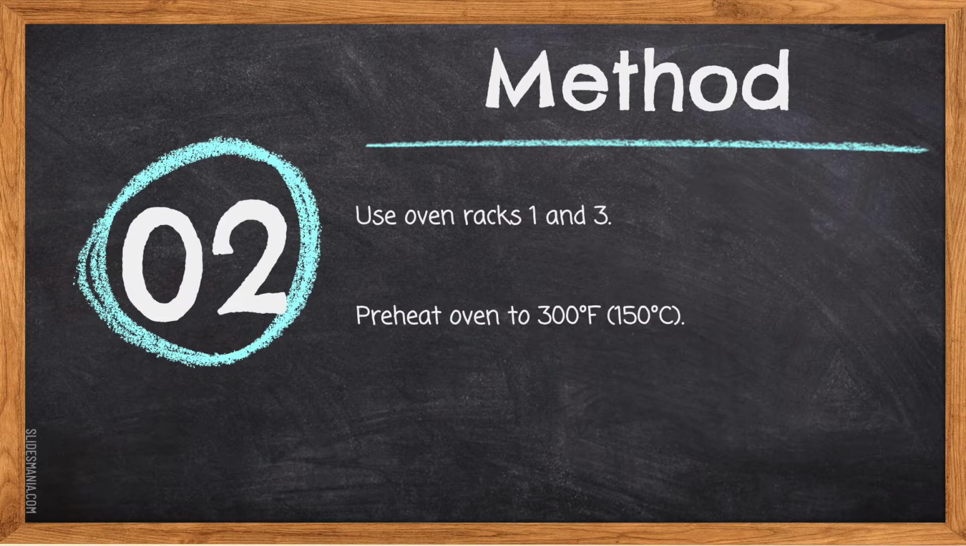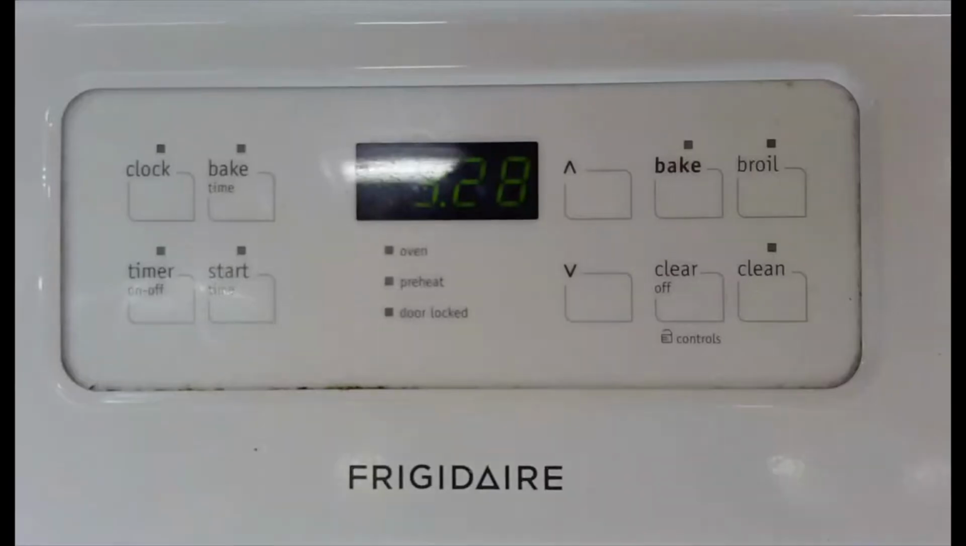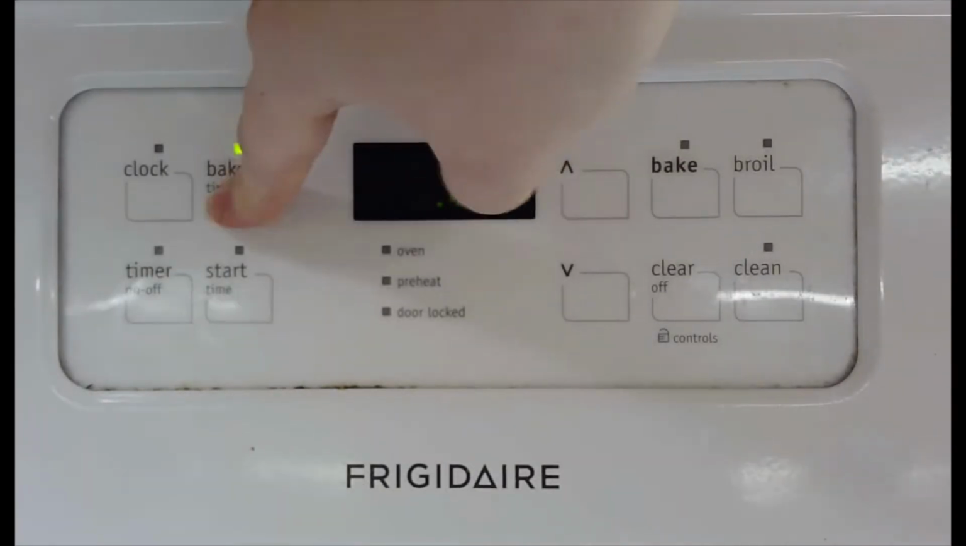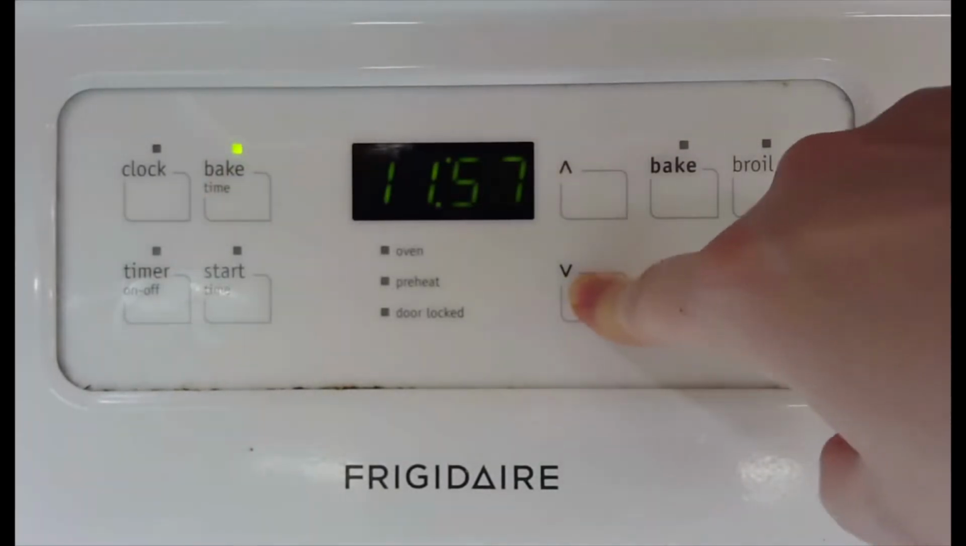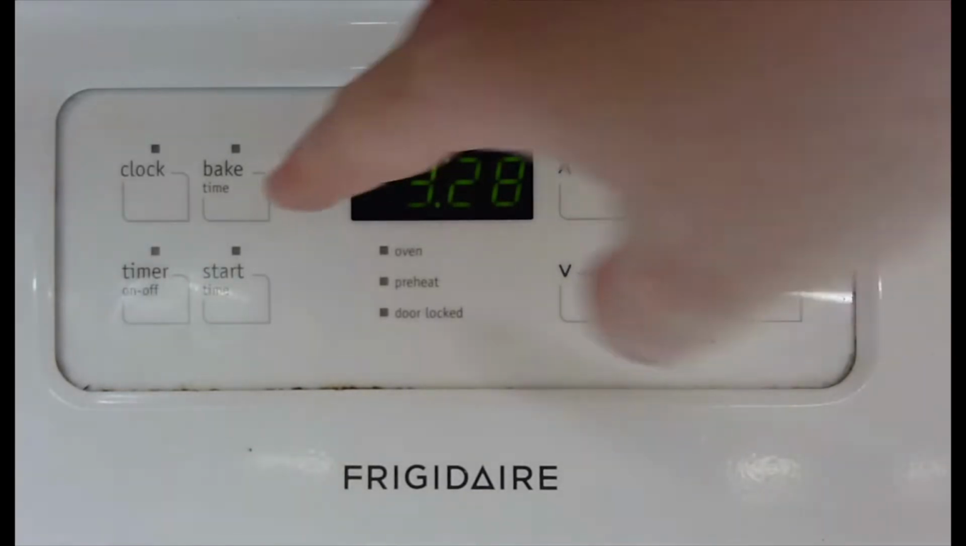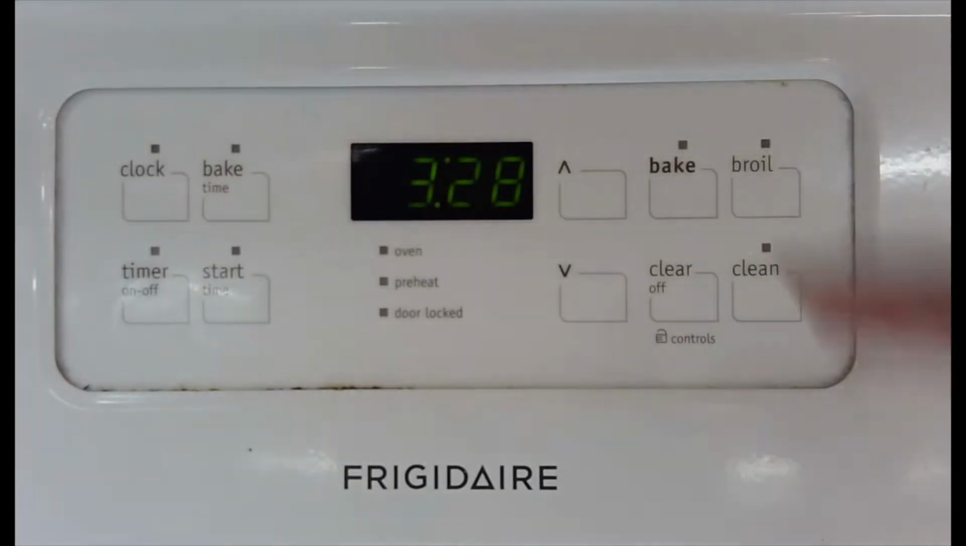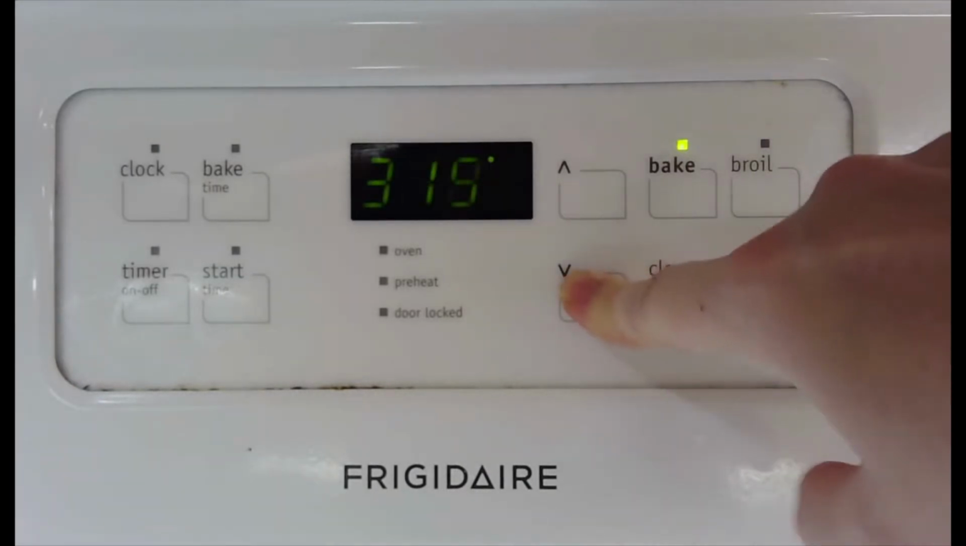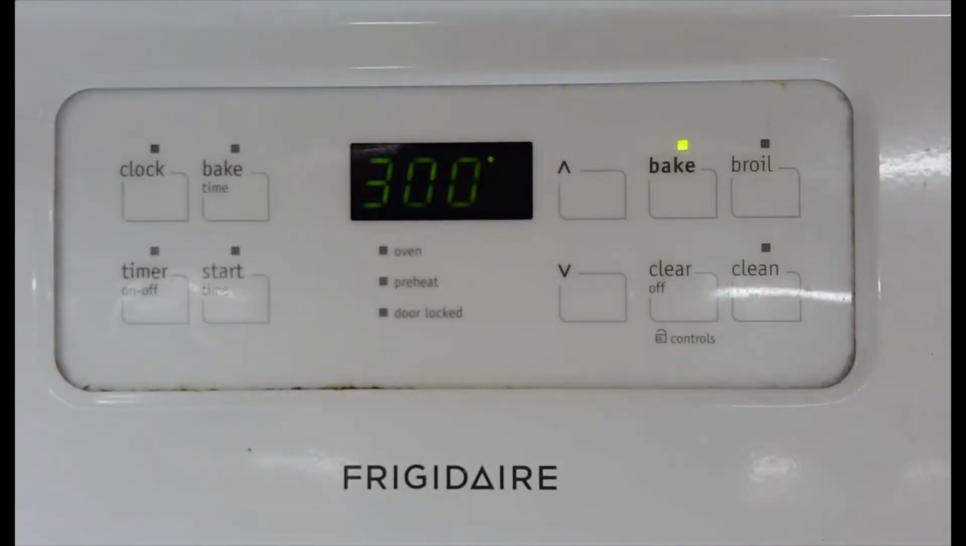Step 2. Use oven racks 1 and 3. Preheat oven to 350 degrees Fahrenheit or 150 degrees Celsius. Shortbread is the type of cookie that remains uncolored even when thoroughly baked. Baking at a lower temperature will make sure that this happens. Also, when your cookies are chilled, baking at a lower temperature will make sure the cookies will not melt before the starch has a chance to set up, resulting in misshapen cookies.